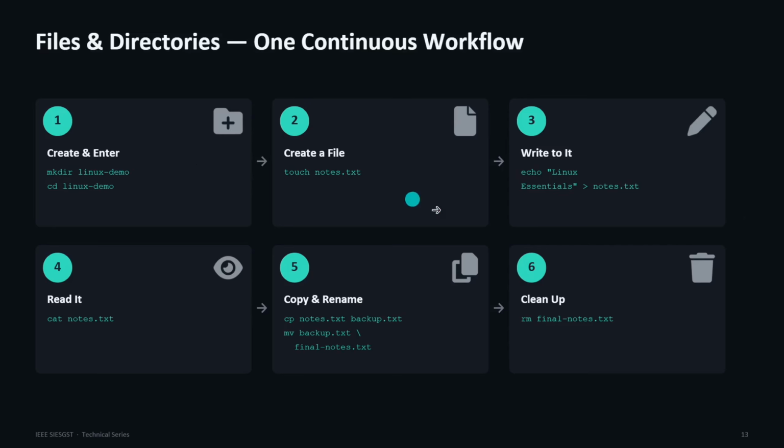We will write the actual paths and actual folder name here. Step 2 is creating a file. Here we will use the touch command, which creates a brand new empty file. Step 3, the echo command, to write to it. For writing, we will use the echo command which writes text directly into that file.